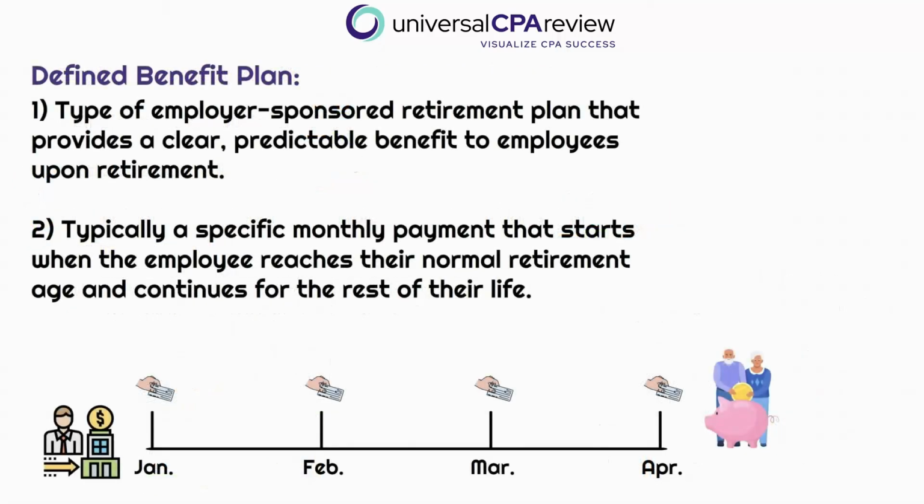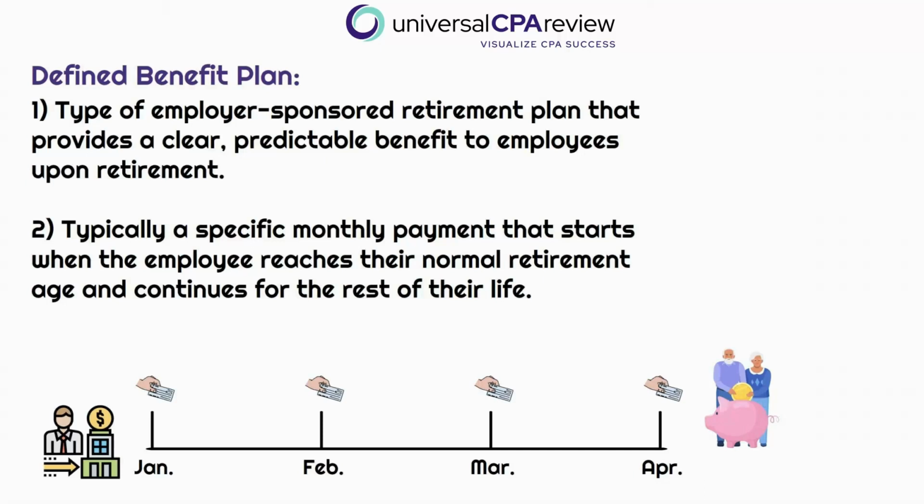So thinking a little bit further about defined benefit plans, these are often known as pension plans, and they are often a type of employer-sponsored retirement plan that provides a clear, predictable benefit to employees upon retirement. So this benefit is typically a specific monthly payment that starts when the employee reaches their normal retirement age and continues for the rest of their life.